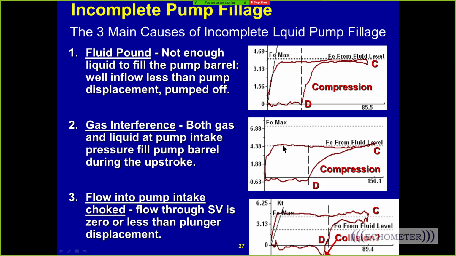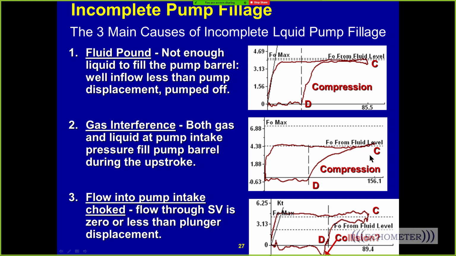For gas interference, the fluid level says that the pump intake pressure is high, so the top of the pump card is far away from the FO max line. So this means the pump card is far away from FO max. FO max line is when the pump intake pressure is 0. And so FO from the fluid level load line is adjusted based on the pump intake pressure, less fluid load. So the pump card is going to be lower, far away from FO max. And so this is an example of a gas interference card.